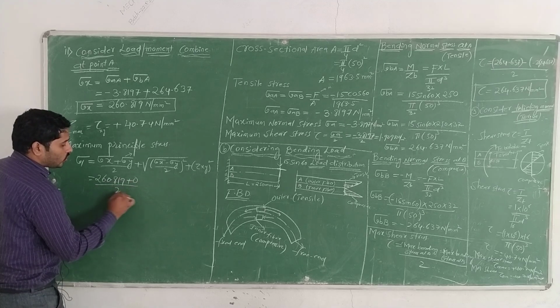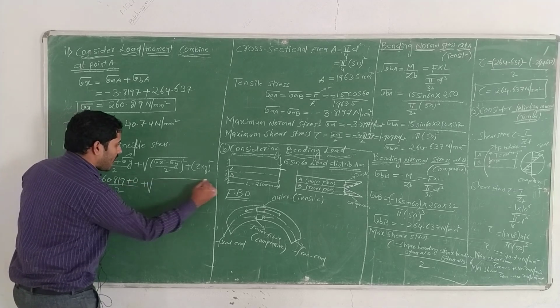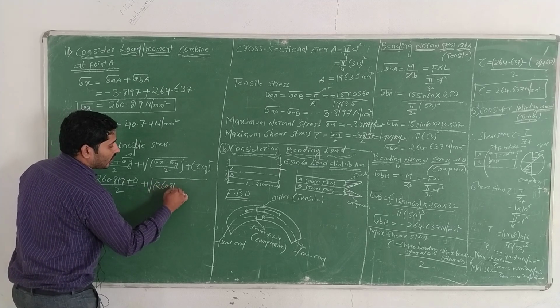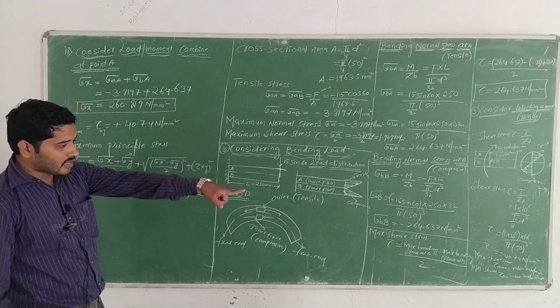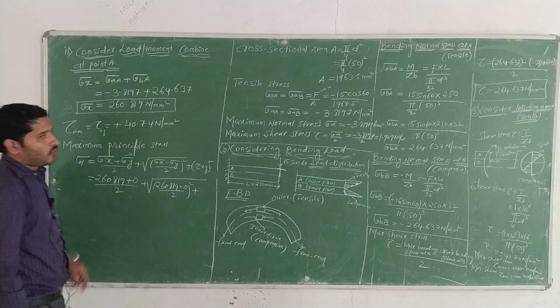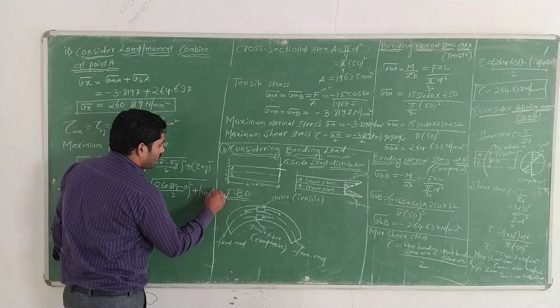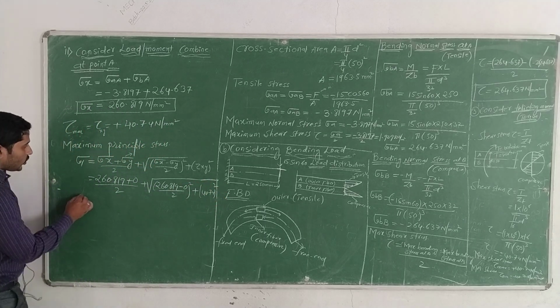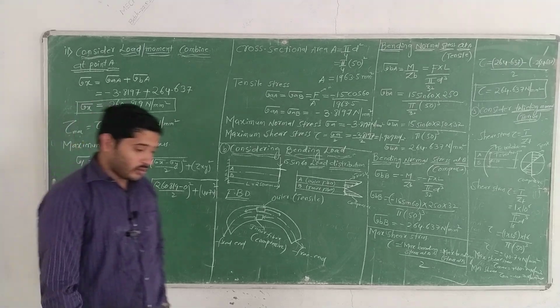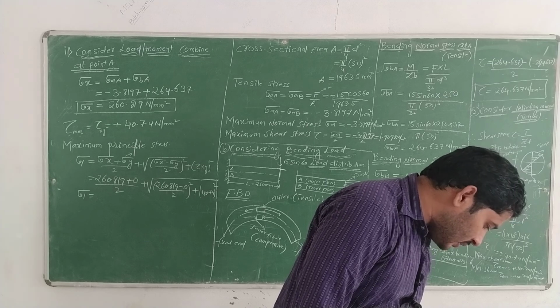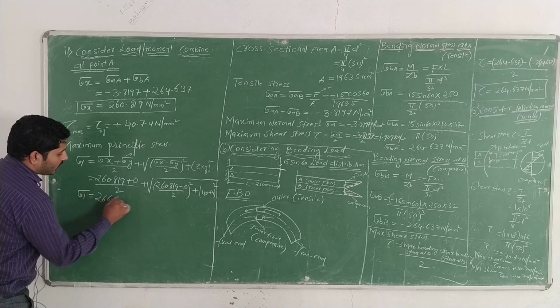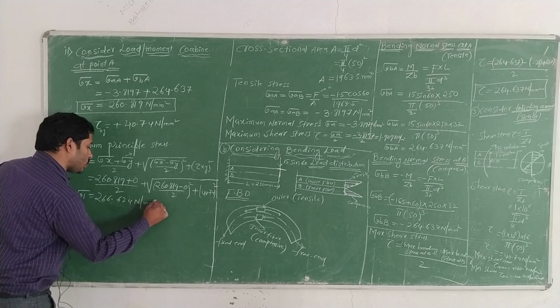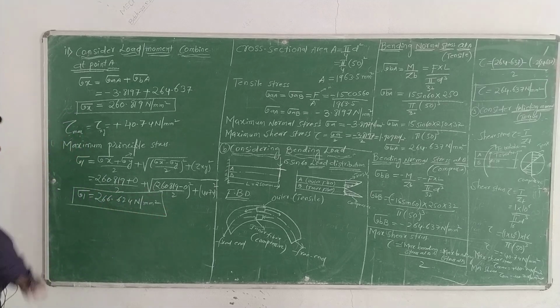Okay, (260.819 plus 0) by 2 plus under root of ((260.819 minus 0) by 2) whole square, plus tau xy, which means the maximum shear stress, 40.74, whole square. If you calculate with the calculator, then you will get the answer. I am getting 266.624 Newton per mm square.